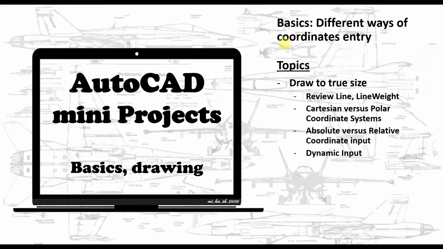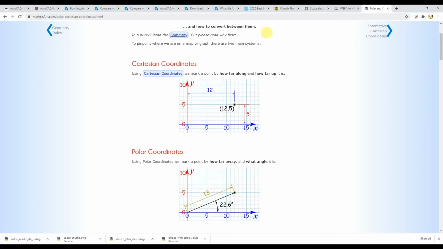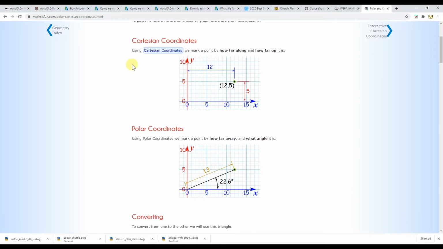Okay, so first off, we need to know the difference between Cartesian and polar coordinate systems. In Cartesian coordinates, we always have an origin, an x and y axes, and in three-dimensional space we're going to have x, y, and z axes. So the intersection of these axes is your origin point.